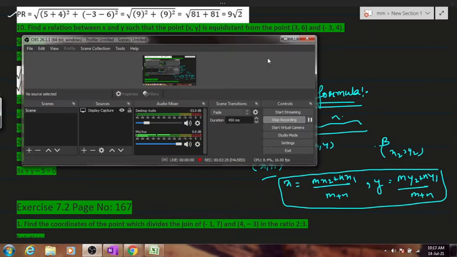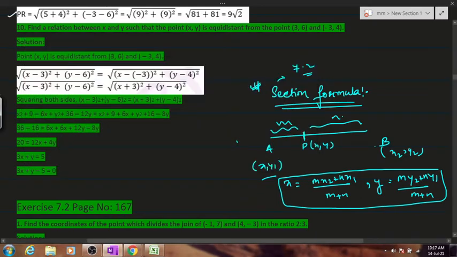Actually, section formula is used for finding the sectioned point. Over here, P is dividing A and B, right? So P has cut a section of A and B. So in order to find this coordinate when these two are given, we use section formula. Clear? Yes, sir.